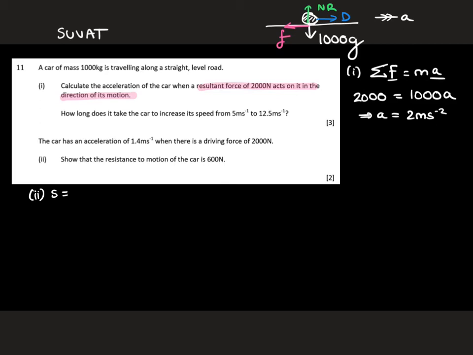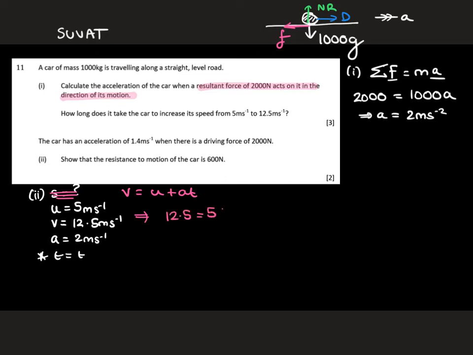Now, we don't know how far we're travelling. We do know that the initial speed is 5. The final speed is 12.5. The acceleration is 2. And the time is what we are actually looking for. So if I take this out of the picture, let's use the equation v equals u plus at. And this tells me that 12.5 is equal to 5 plus 2t. And from here, it's very easy for us to work out that the value of the time is 3.75 seconds.